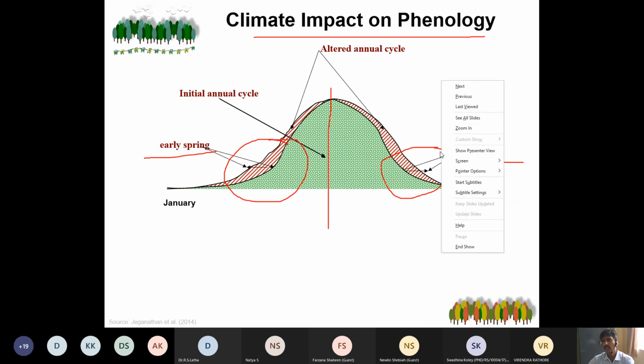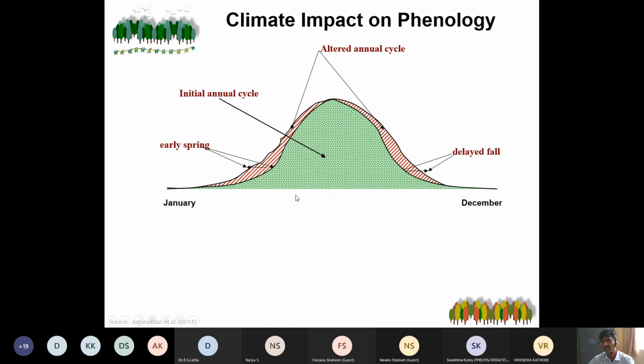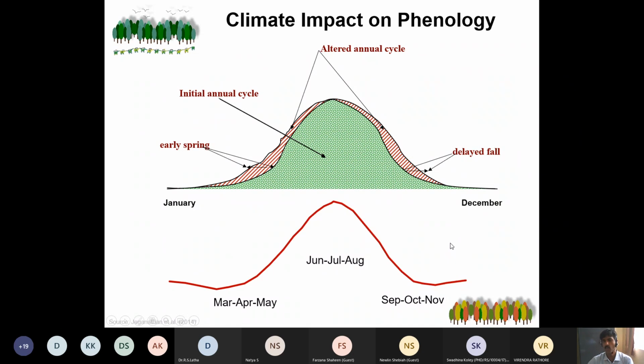Now, even in this variability, people ask whether it will expand in both directions. What is the possible scenario? Let us see, this is the original rhythm. This green would be one possibility: the whole growth may shift early. This is one possibility.